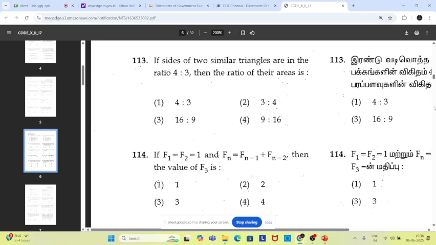Sir, when we square 4 by 3, the whole square, we get 16 by 9. 4 square is 16, 3 square is 9. But why do you square it? Why should you square this?